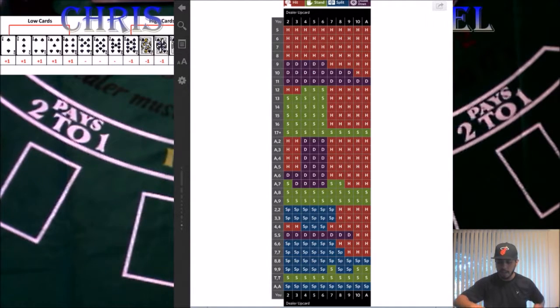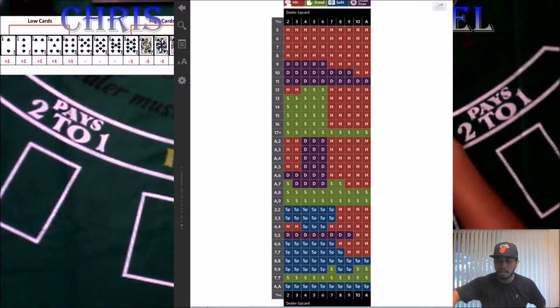So we have a 9 and a 7. You go down to the chart, it says a 9 and a 7, and basically you just add the cards. So you have 16. So you go down to 16 here, and then you go across to whatever.